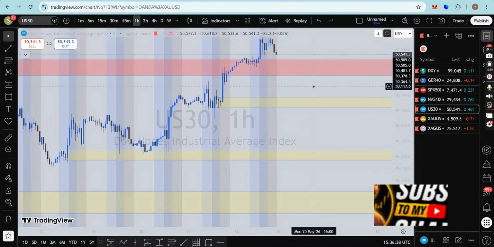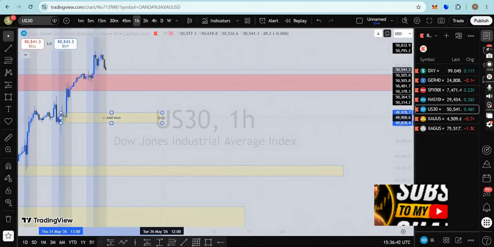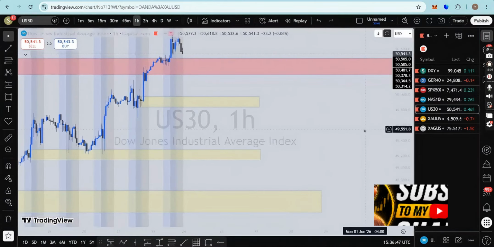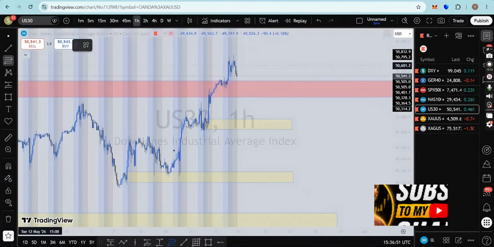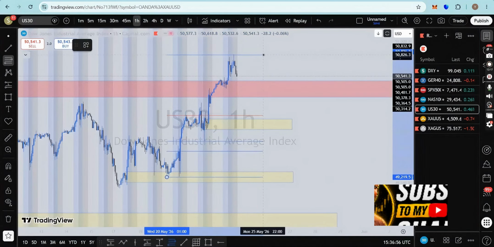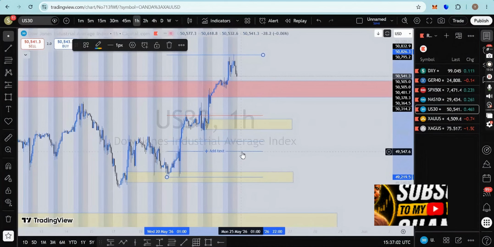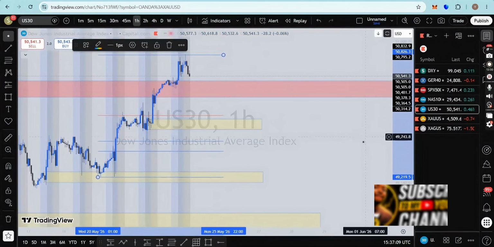So why am I having these zones? I'm looking forward to buying price at these yellow zones, which are my demand zones. Is this first zone aligning with my Fibonacci level? Yes, this is below the 50% range on my Fibonacci, so it's a good zone to buy from. Not financial advice, just my own take on the market.